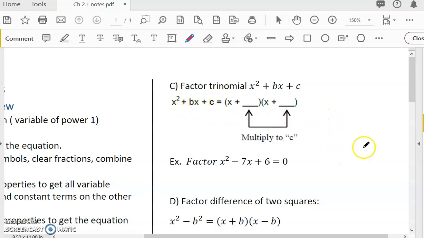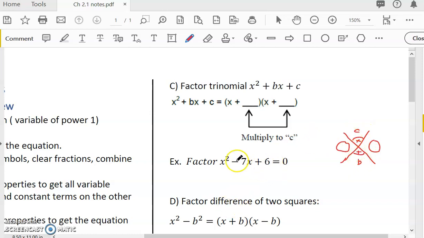The way to do it is by using a diamond, because when we multiply the two numbers, we don't know what they are. They multiply to c, but when we add them, they add to b, because we have bx. So you can think of finding two numbers: when they multiply, they get c, but when you add them, they get b.